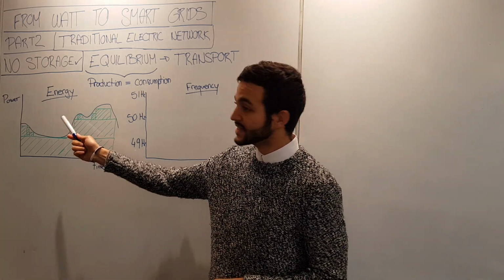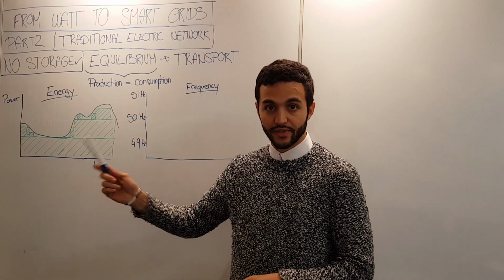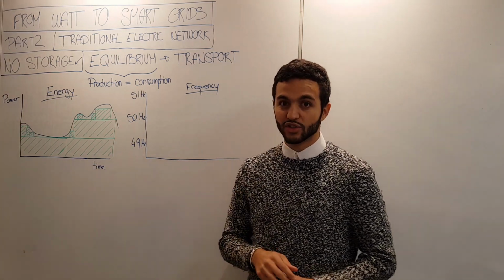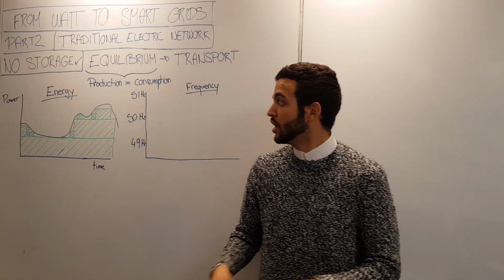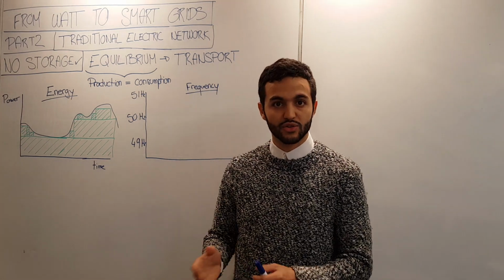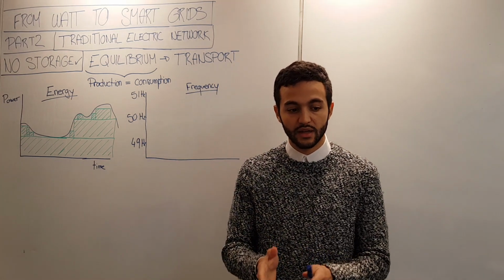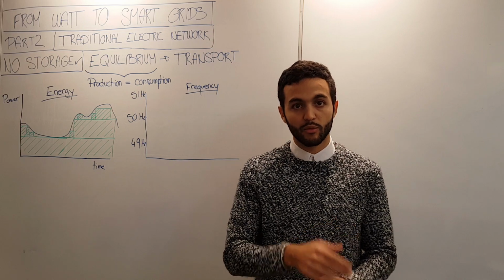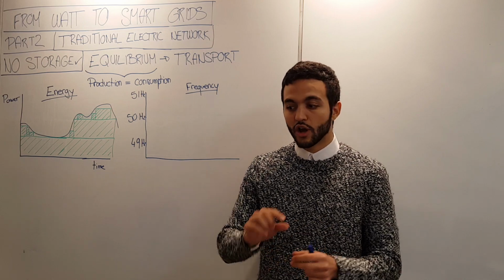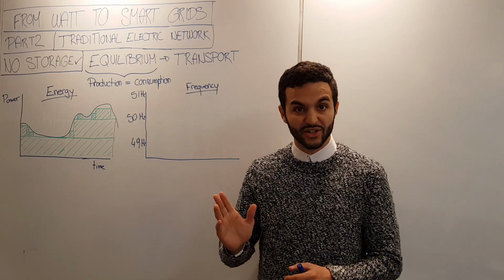So as I said, the production has to match the consumption, but most of the consumption can be forecasted. So you know that industries will consume this amount of electricity, that people, when they come home after work, will start cooking and so on. So you can forecast the majority of the consumption.